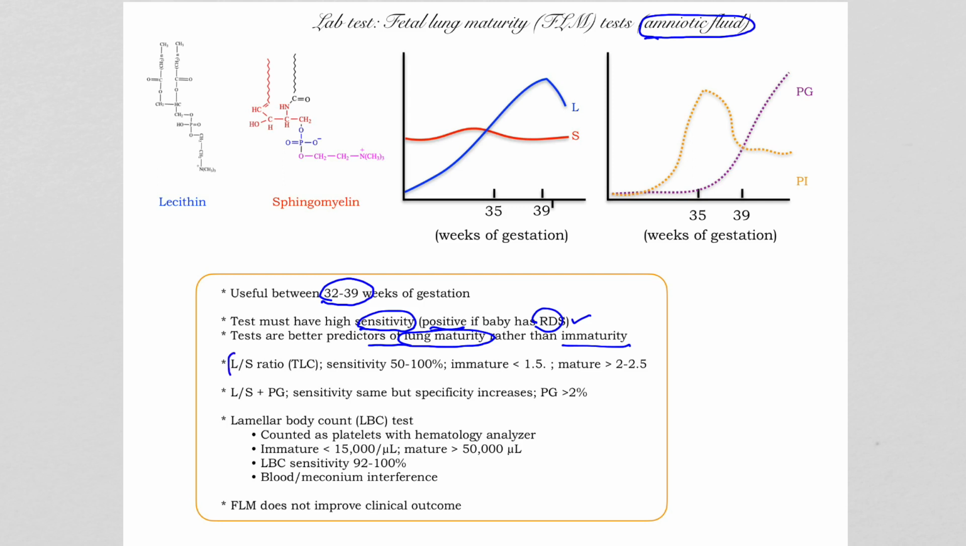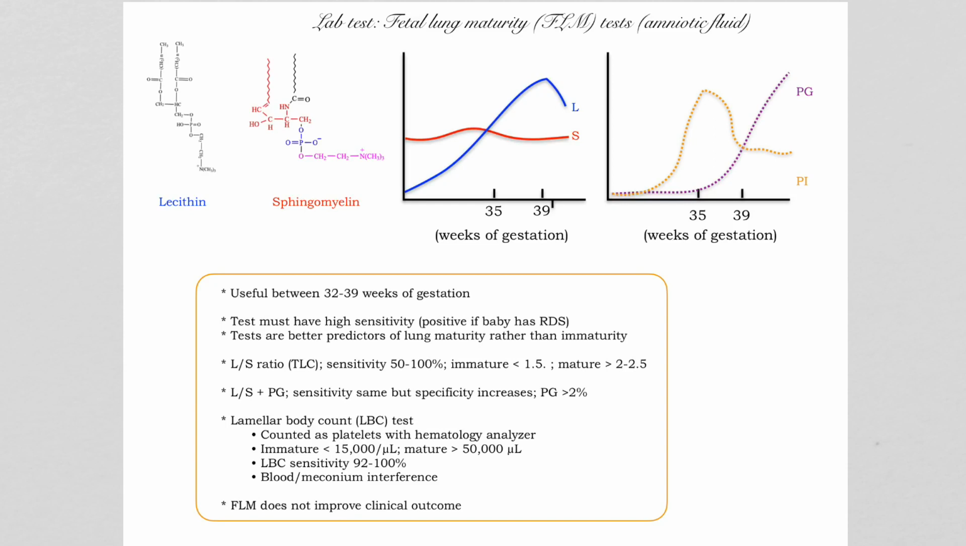One that has been done for many years is called the lecithin-sphingomyelin ratio. You can see the sphingomyelin remains more or less the same, but around birth, after 35 weeks, the lecithin increases. So if the ratio is greater than 2 to 2.5, the baby's lungs are matured. If the ratio is less than 1.5, then the infant's lungs are immature. Sensitivity is about 50 to 100%. And this test is done by a technique called thin layer chromatography, or TLC.